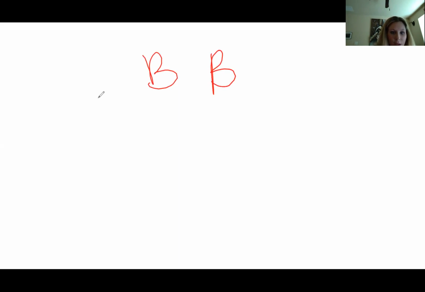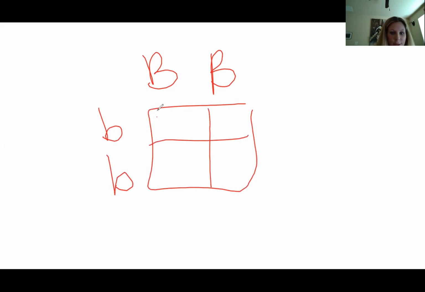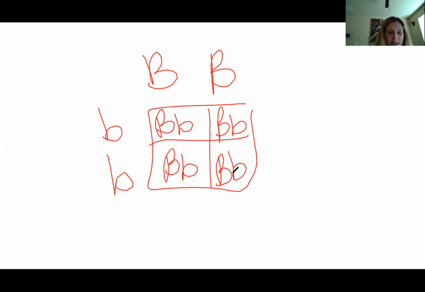Black, white, all of the offspring are gray. That is incomplete dominance. The heterozygote shows an in-between phenotype. Okay, that's basically it. Show the cross as well as the genotypes and phenotypes of the parents and the offspring. I mean, that's pretty much it.